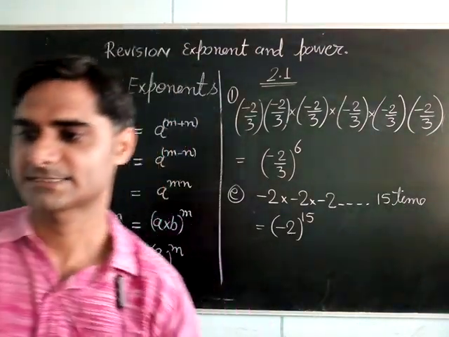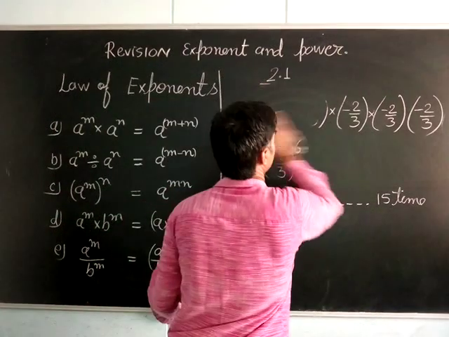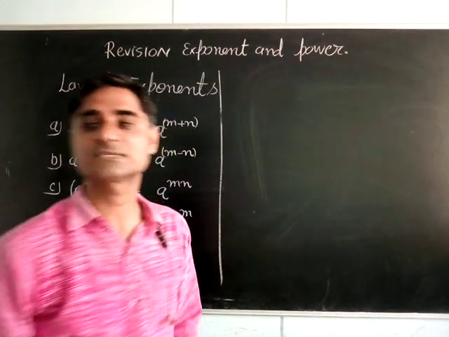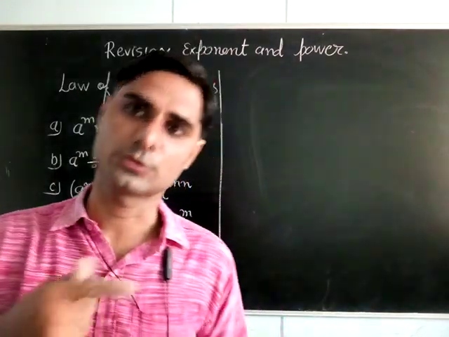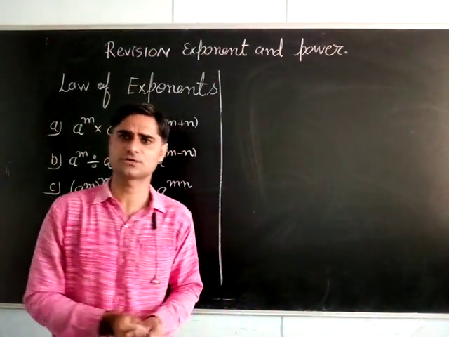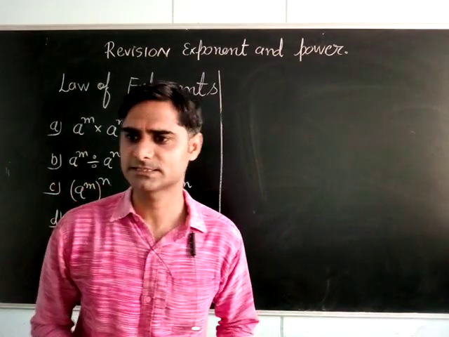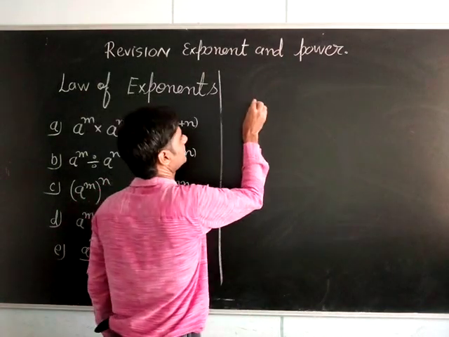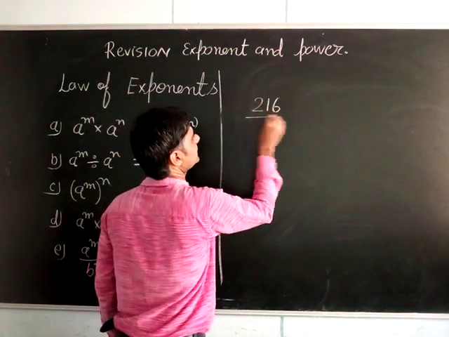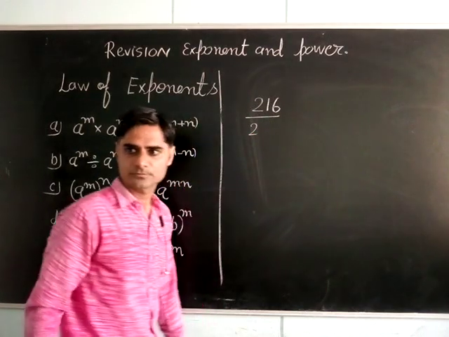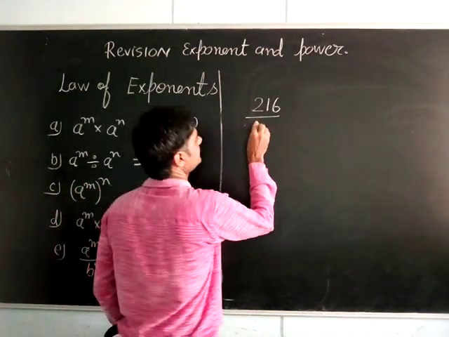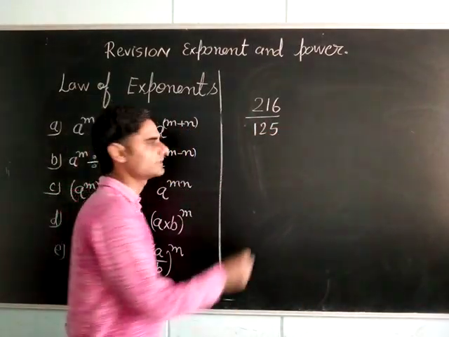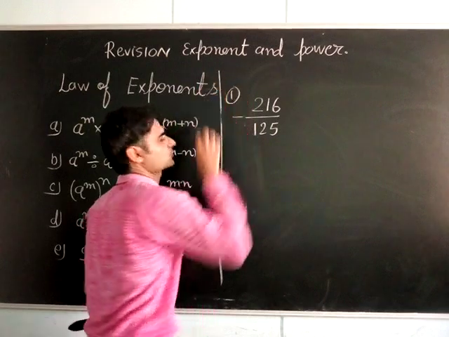Now see, let's take one more question, that is number 2, and number 2 is: write the following in exponential form or power notation. Power notation and exponential form are the same. How to represent the same? See, first question is 216 upon minus 125. Sorry, this is 125 and the sign is negative. With negative sign it is given. This is your first question.